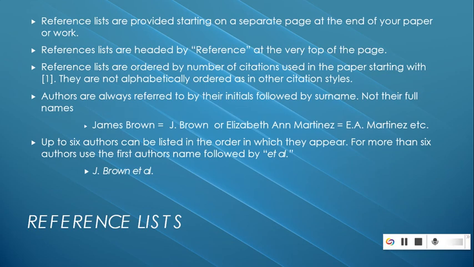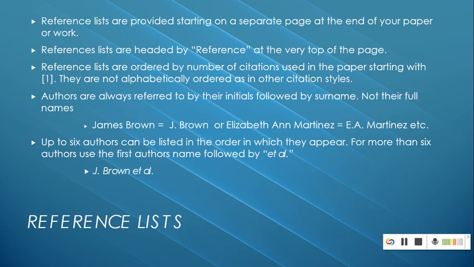So as you can probably tell, reference lists in IEEE are not alphabetical. Instead, they go in the order that they appear in the paper. So resource bracketed 1 would be the first item on your reference list. Resource bracketed 2 in the paper would be the second item on the reference list. So on and so on. Authors' names are always referred to with their initials followed by their surname.